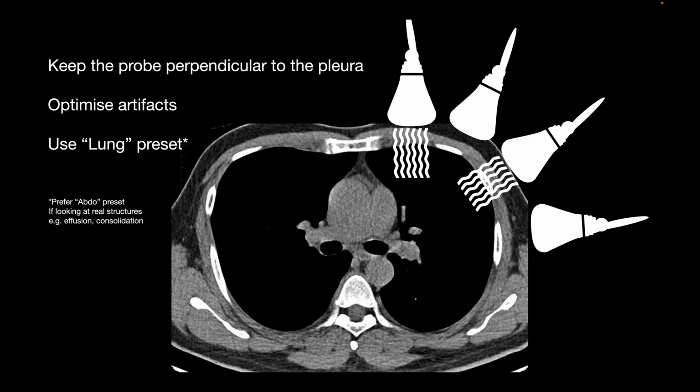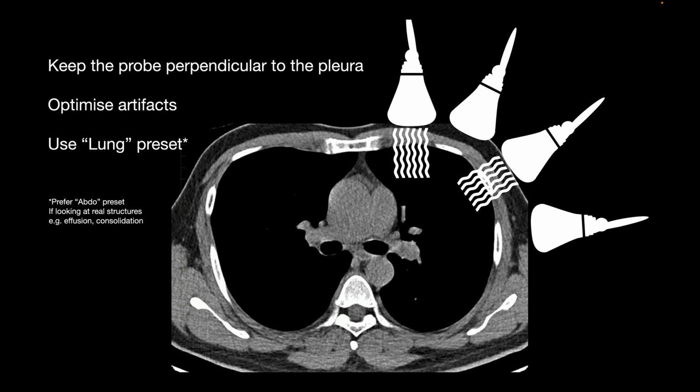So when we're looking for artifacts in the chest, we use the lung preset usually on most ultrasound machines, and that makes the machine pretty dumb. It gets rid of a lot of the compounding and harmonics and basically gives us a very grainy picture, which doesn't look great, but it is actually really good for optimizing the visualization of artifacts. But artifacts do rely on you hitting the surface of the pleura as perpendicularly as possible. So you just need to get into the practice of moving the probe and keeping those angles sharp.